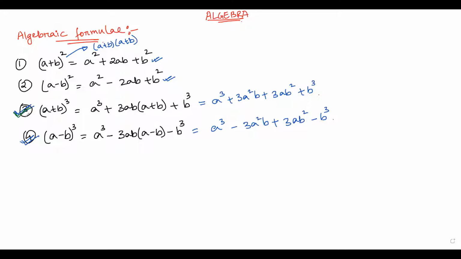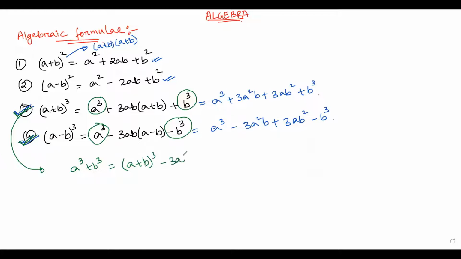Now, from the third and the fourth formula, we can derive the formula for a cube plus b cube and a cube minus b cube. So first, from the third one, we know a plus b whole cube is a cube plus 3ab times of a plus b plus b cube. So if we write a cube plus b cube and if we take 3ab into a plus b to the left hand side, in that case, this would be a plus b whole cube minus 3ab times of a plus b.